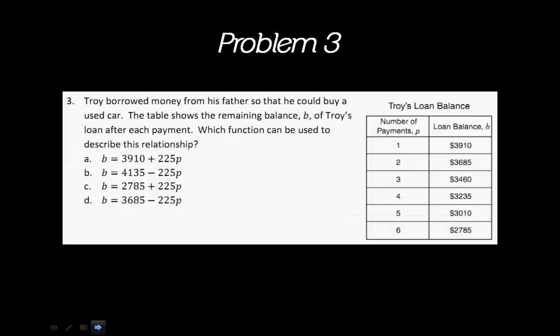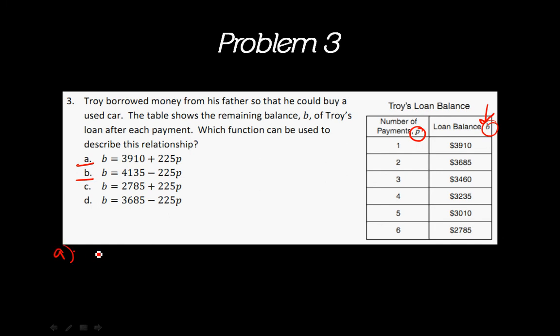Okay, the last problem in this video is number 3. Troy borrowed money from his father so that he could buy a used car, and this table shows the remaining balance, B, which is here, of Troy's loan after each payment. What function can be used to describe this relationship? So this is how many payments he's made, that's P, and his balance is B. And we're just going to plug it in. Again, I'm only going to do A and B, but you would do all of them if you were doing this for the real test.